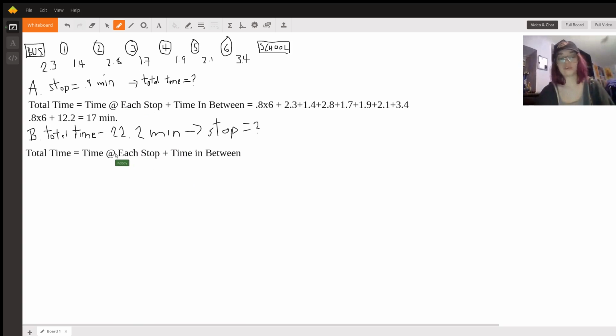Now, the time at all the stops. Before we solved this by doing 0.8 times 6. Now, the 0.8 represented the time at each stop, so we still have 6 stops. But we no longer know how much time we're spending at each, so we're going to put a variable in for that. And our time at all the stops together is going to be 6x.